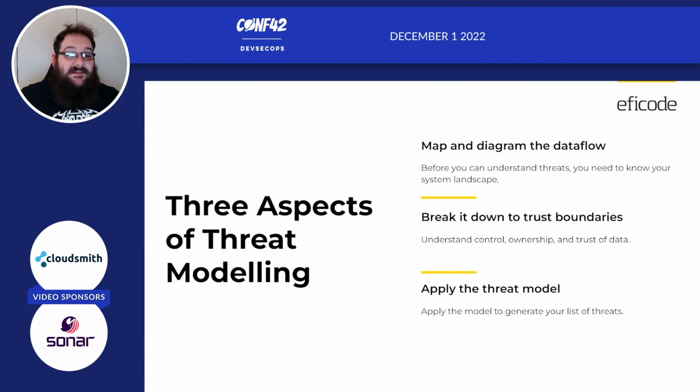There are three aspects of threat modeling. You initially map and diagram the data flow. So, for example, in our system, we're going to be switching between a lot of different tools. And the core of threat modeling is understanding this data flow. So, knowing how your data moves, how your data switches hands, as it were. And then we break it down to trust boundaries. And this is, in short, where the control or ownership of the data changes. And then we apply the threat model to this list of trust boundaries.